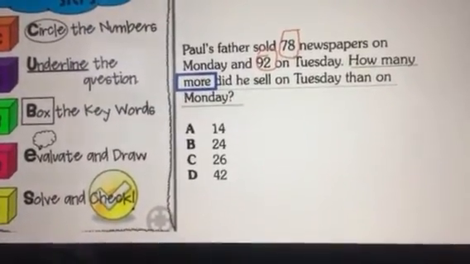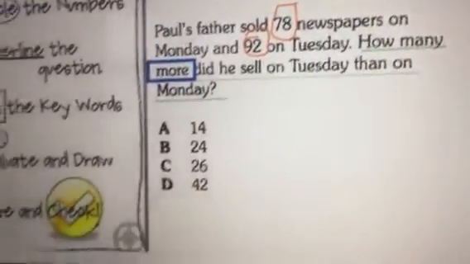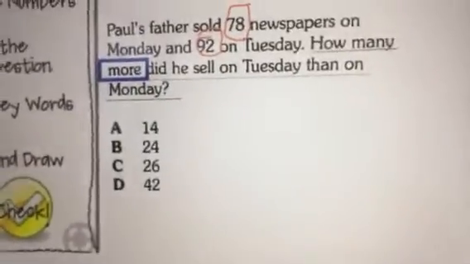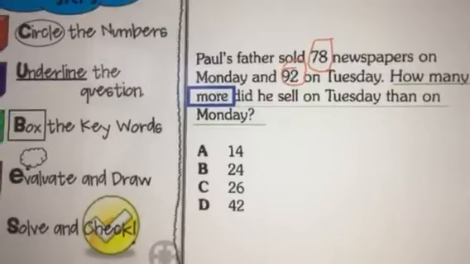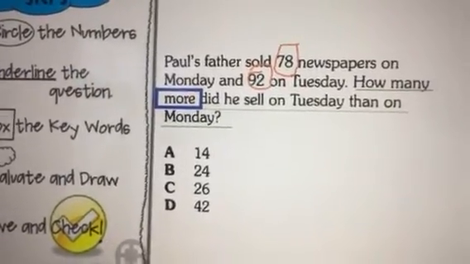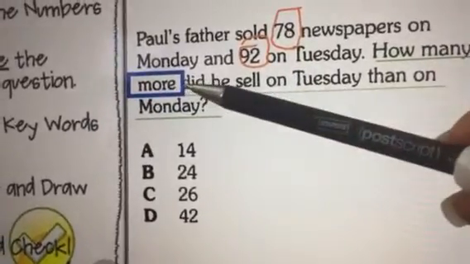We're going to circle the numbers. 78 newspapers on Monday, 92 on Tuesday. Underline the question. How many more did he sell on Tuesday than on Monday? And box the keywords. The keywords here are really the ones that are going to give us the clue about the operation. And here it's more.